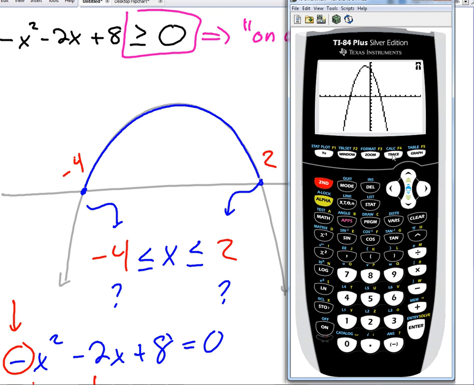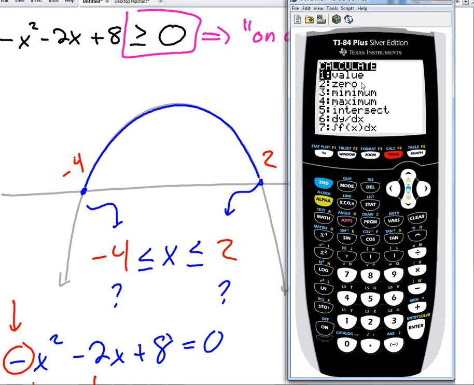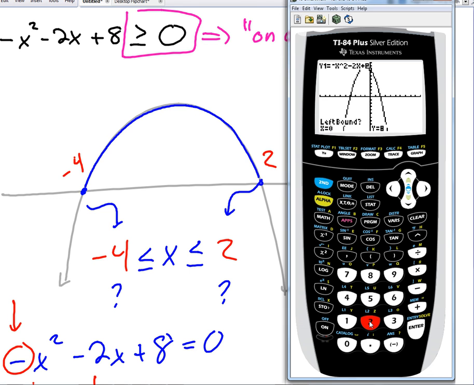So you know how to find intercepts on here? Second, calc, 0. Not because we don't want intersections of curves. We want the x-intercepts, which are the same thing as zeros. Because what does 0 mean here? 0 is really asking the question, where does y equal 0? So we'll choose 2. Then all we have to do is follow the instructions.